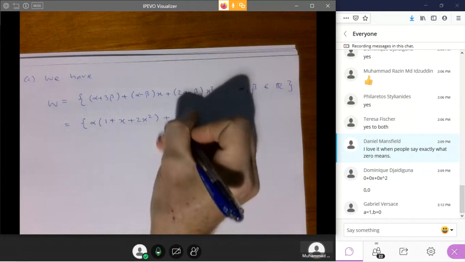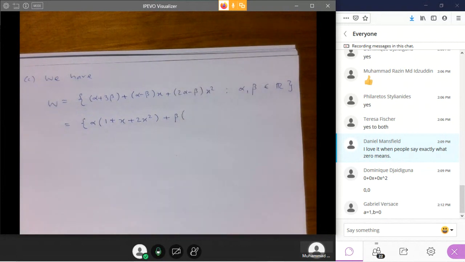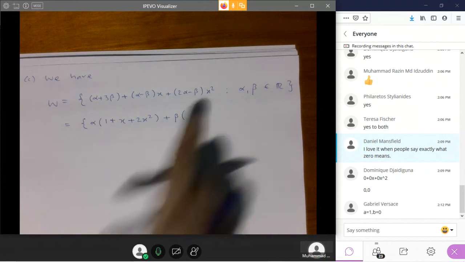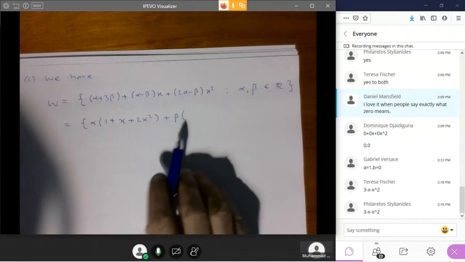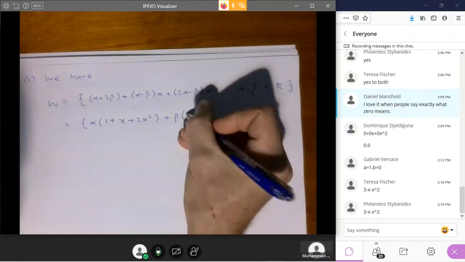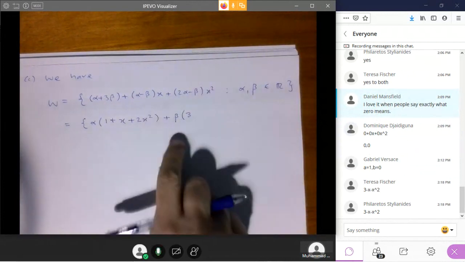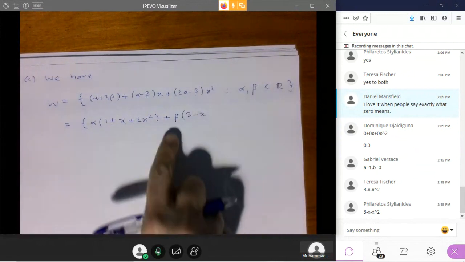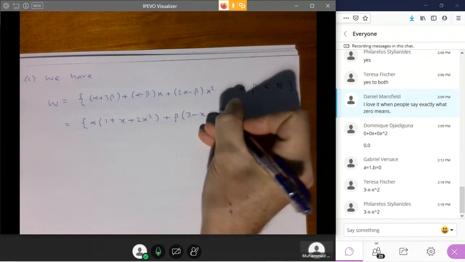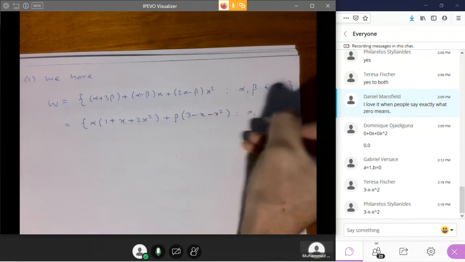So we'll do something with beta. And could anybody type in or say, what will I have beta times what? Can anybody just tell us a polynomial? Just look carefully at this. We've got beta times 3 minus x. Yeah. Can everybody see that? So we've got 3 beta, which is beta times 3. We've got minus beta x, which is plus beta times minus x. And we've got minus beta x squared, which is plus beta times minus x squared. And alpha and beta are still real numbers.